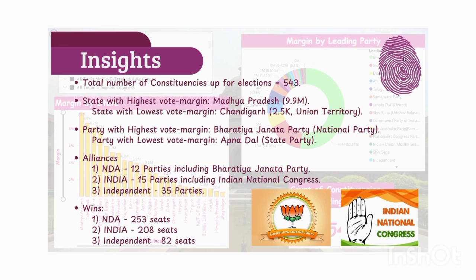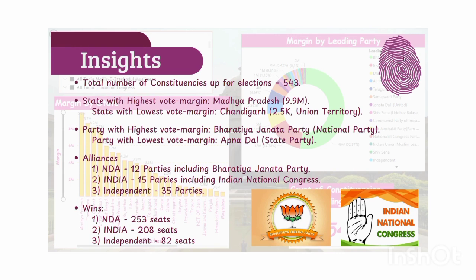Alliances. NDA comprises 12 parties, including Bharatiya Janata Party, while INDIA comprises 15 parties, including Indian National Congress. The remaining are 35 independent parties. In the 2024 elections, NDA won 253 seats, while INDIA won 208 seats, and the remaining 82 seats were won by independent parties.